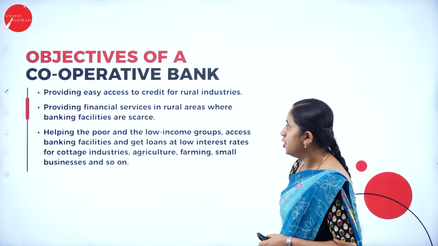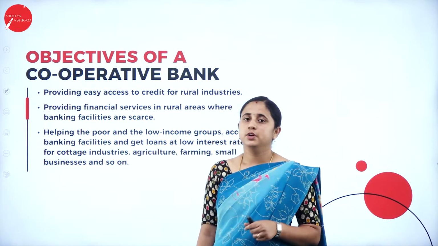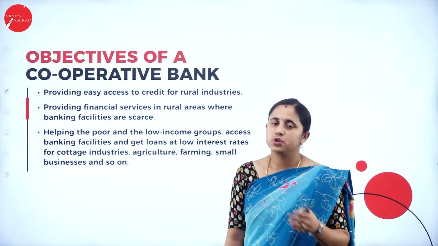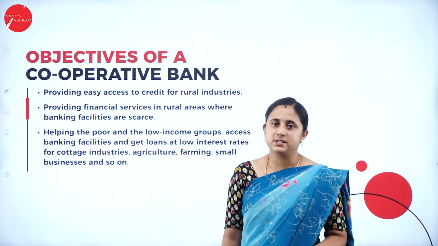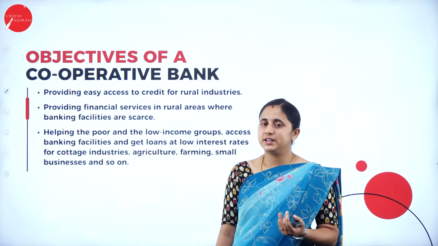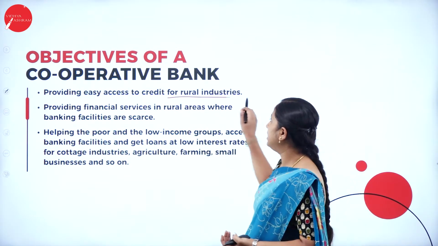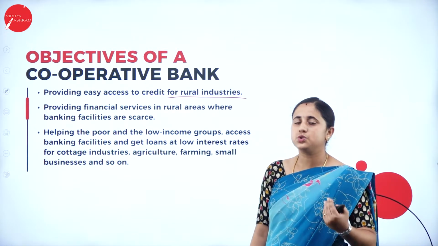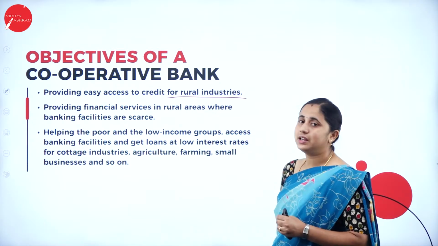Next one, providing easy access to credit for the rural industries. Taking a loan from a commercial bank is difficult, as we need to submit all the required documents and so on. So in order to access credit in an easier way for the rural industry, the cooperative bank was established. The main objective is easy access for rural applicants and rural industries.